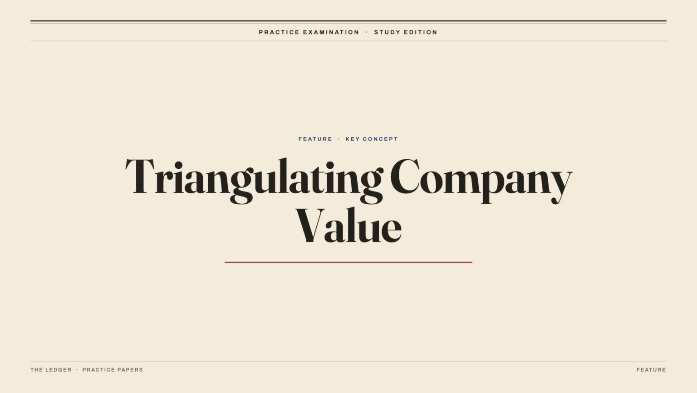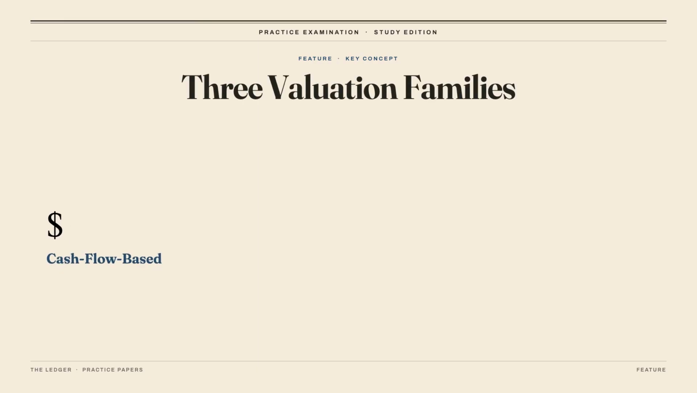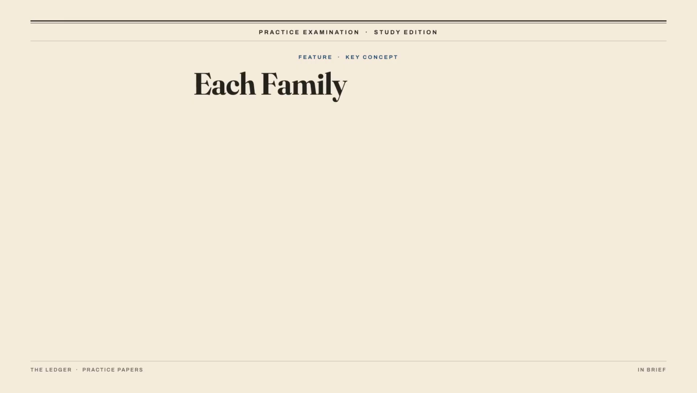Valuation is the payoff of the whole framework, turning a forecast into an estimate of what a company is actually worth. Seasoned analysts rarely trust one method alone. They triangulate across three families of approach and see where the estimates agree or disagree. The three families are cash flow-based valuation, earnings-based valuation, and asset-based valuation. Each rests on a different logic suited to a different kind of business.